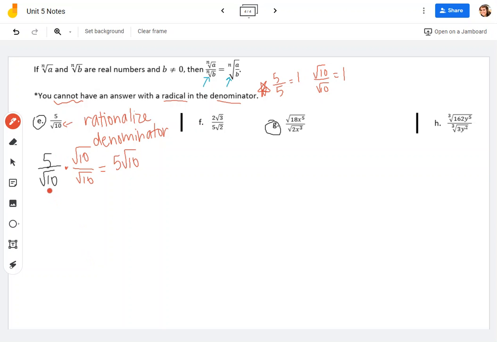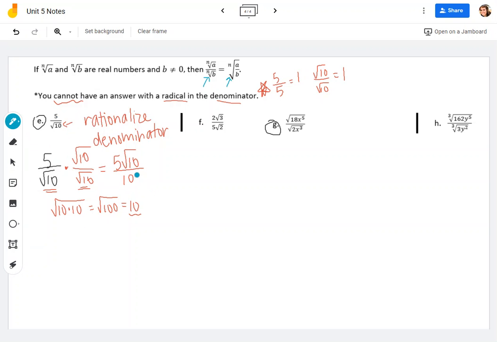And then in the denominator, when these get multiplied, remember what we learned on the last slide, those are multiplied under the radical, which is the square root of 100. Well, 100 is a perfect square, which just equals 10. So anytime we're multiplying the same value under the radical and that's it, it's always going to simplify to that value without the radical sign. So my denominator here is 10.